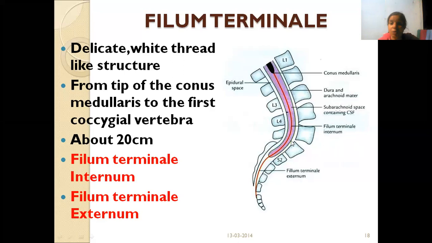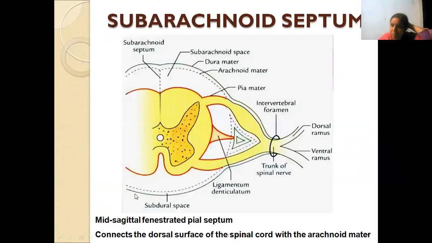It is inside the dura mater. That's why it is filum terminale internum. And the part of the pia mater which is outside the dura as a single line, with no covering, you call it the filum terminale externum. So overall, the length of the filum terminale is 20 centimeters. 15 centimeters will be inside, 5 centimeters will be outside. 15 plus 5 makes 20. So internum and externum respectively.